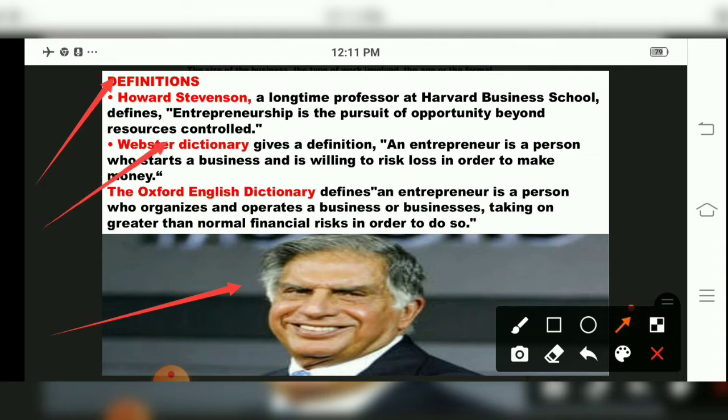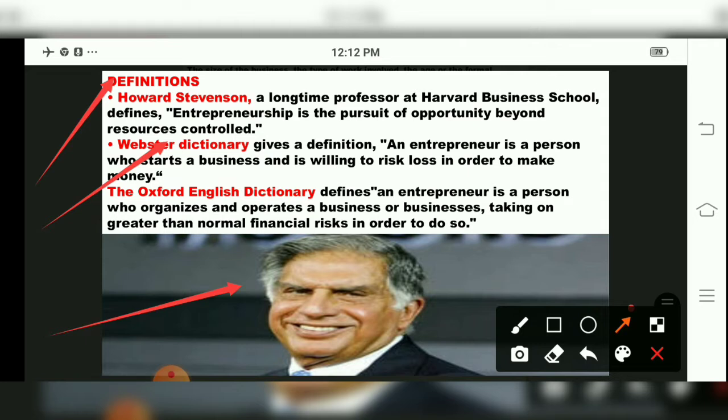Webster Dictionary gives a definition that an entrepreneur is a person who starts a business and is willing to risk loss in order to make money. See, the first is telling what? That whatever resources are there, that should also be controlled as well as do something more extra, beneficial, which is more profitable for your company, by Howard Stevenson.